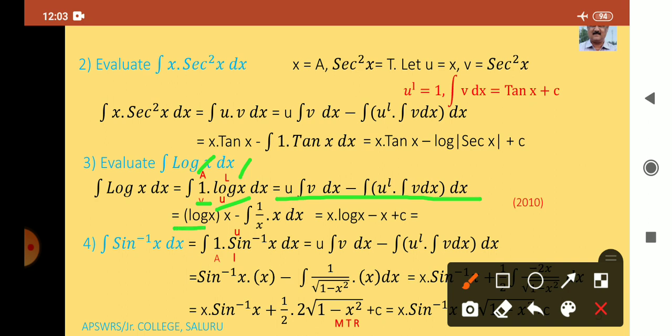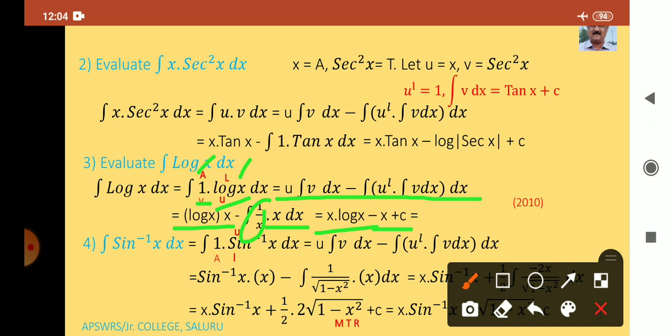Substitute u is log x. Integral v is 1, integral 1 is x. Minus integral u dash, u is log x, so u dash means 1 by x, into integral v, here v is 1, integral 1 is x dx. Okay. So write this x log x as it is. x cancels, integral 1 dx is x. So x log x minus x plus c is the integration of log x. You can remember this as a formula also. Integral log x is equal to x log x minus x.